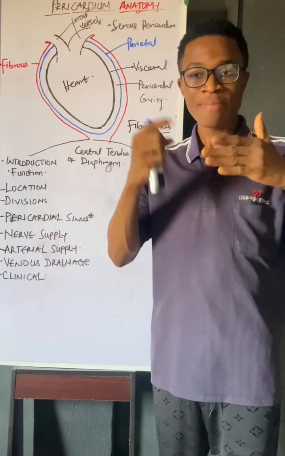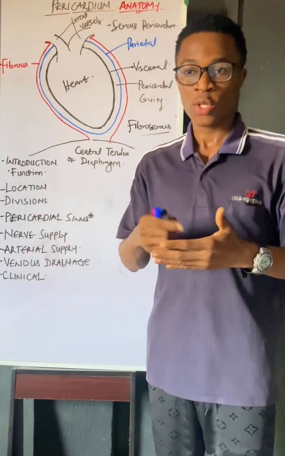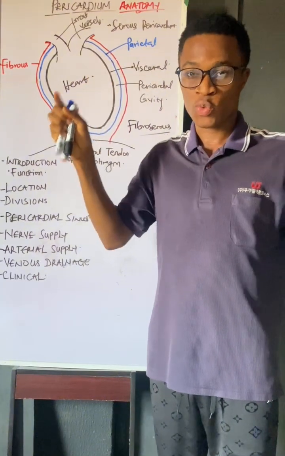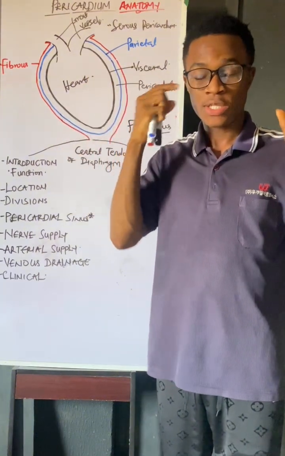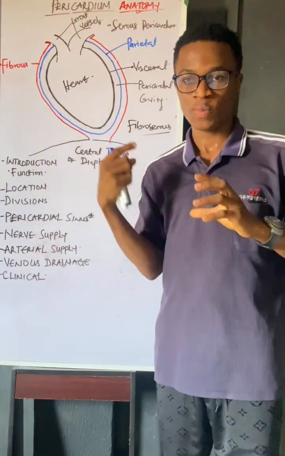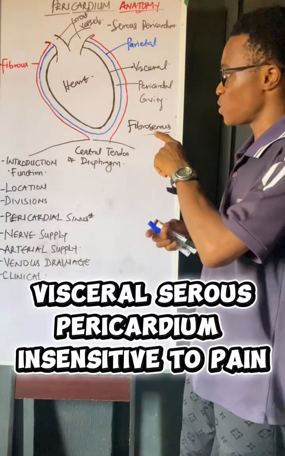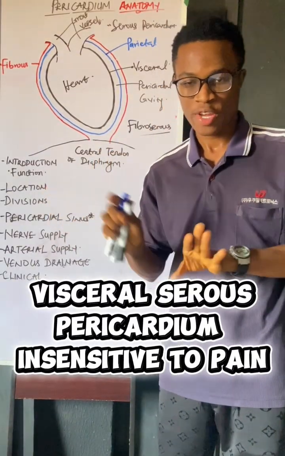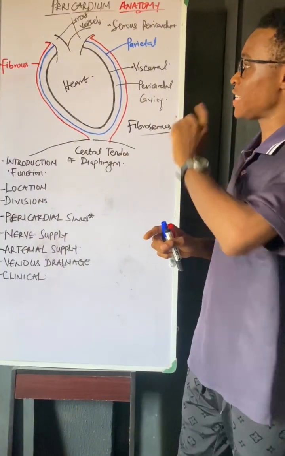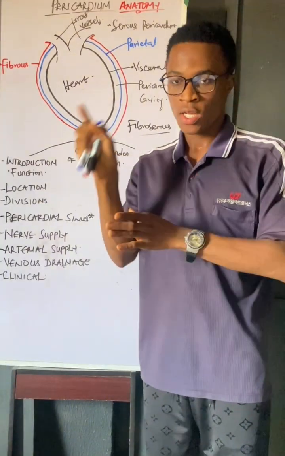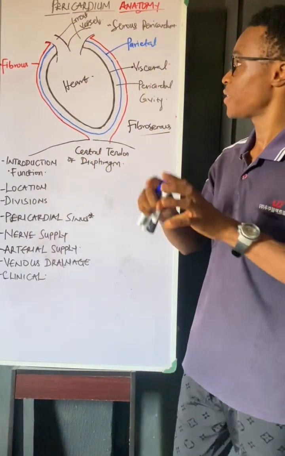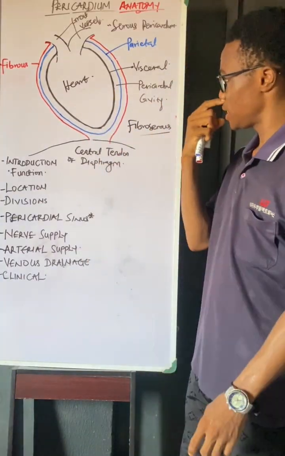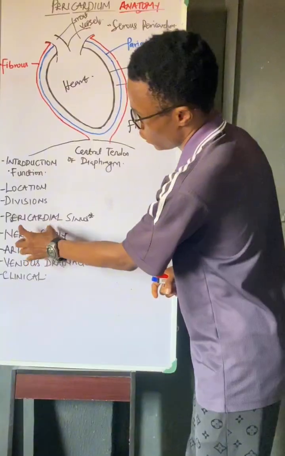It is supplied by everything that has to do with the heart. Talking about the sympathetic plexus, which is the one that is supplying the heart. Talking about the vagus nerve, it as well supplies the heart. Therefore, it is insensitive to what? Pain. Very, very important. Viscera is insensitive to pain, while fibrous and the parietal serous pericardium is what? Sensitive to pain. That being said, then let's go back to the next one.